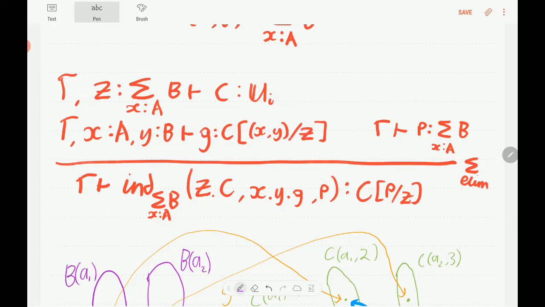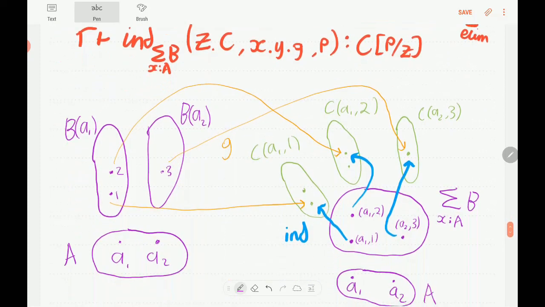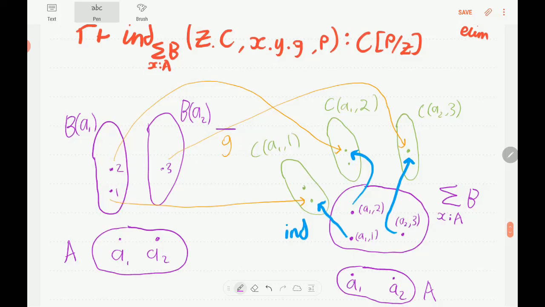The second statement is saying that given an X in A and a Y in B, we're supposing that we can get a G of type C of X, comma Y. What that's saying is that we can think of G like a function from the types associated with our points of A, for example B of A1 and B of A2, and it's mapping those values into these types associated with the points of the total space.